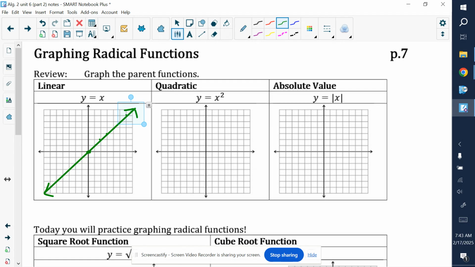Quadratic, y equals x squared. In Unit 4, we focused on parabolas and quadratic functions. This is a U shape. So the vertex is at 0, 0. And I go over 1, up 1, over 2, up 4. Oh my goodness. Over 3, up 9. And then it's a reflection over the y-axis.